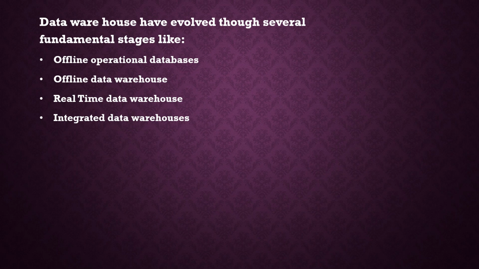Next, offline data warehouse. Data warehouses in this stage of evolution are updated on regular time cycles. So we can say daily, weekly, monthly from operational systems, and the data is stored in an integrated, reporting-oriented data structure. That is the offline data warehouse.